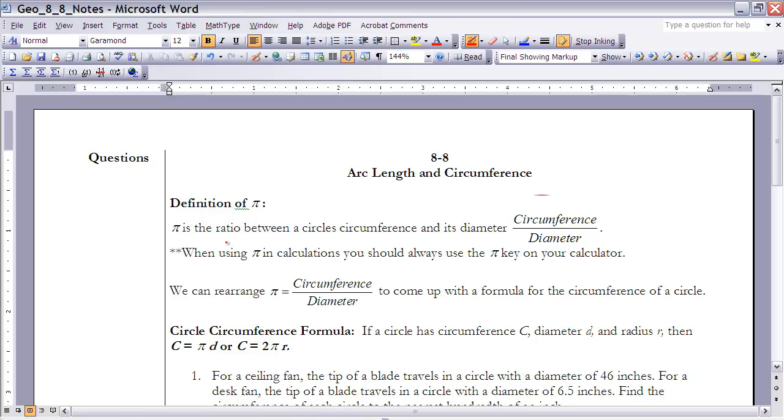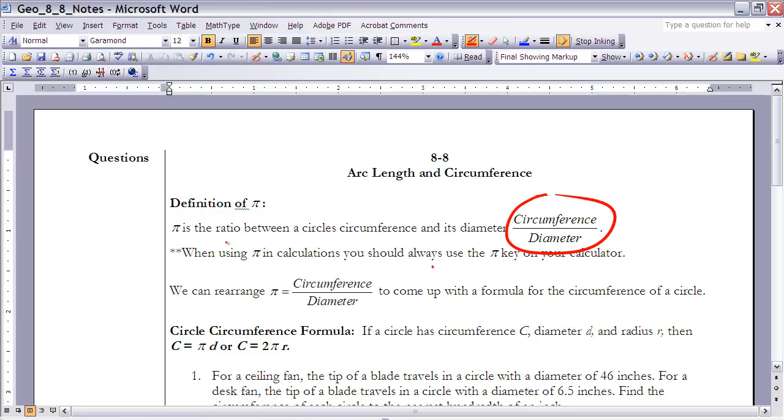Okay, but it is a number. Now, when we're using pi in calculations, whether it's finding the circumference or area or anything like that, you always want to use the pi key on your calculator. The pi key is a much better estimation than just trying to put 3.14 in. So make sure that you do that when you're doing your calculations.